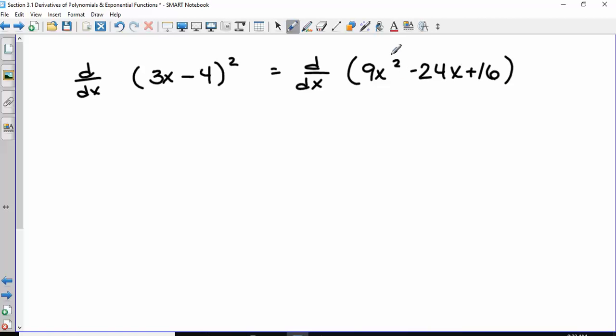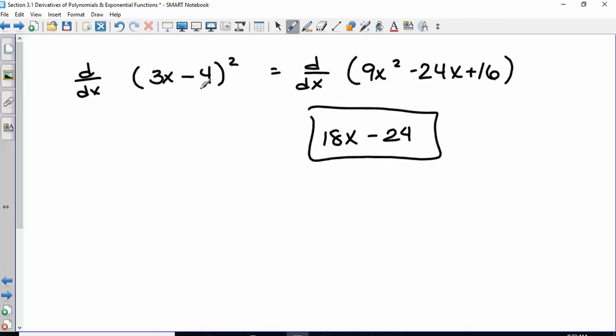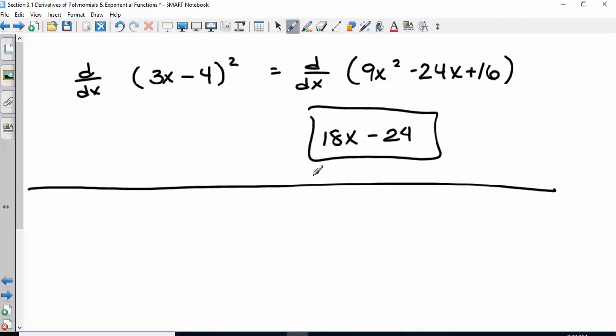And then when you do that derivative, the exponent comes down, so 9 times 2 gives me 18x, subtract 1 from the power, so it's just the first, minus, what's the derivative of 24x? 24 times 1, so just 24, and what's the derivative of 16? 0. So on your homework there's going to be one or two like that where you have to first multiply it out, because we can only do the derivative if we have individual terms.